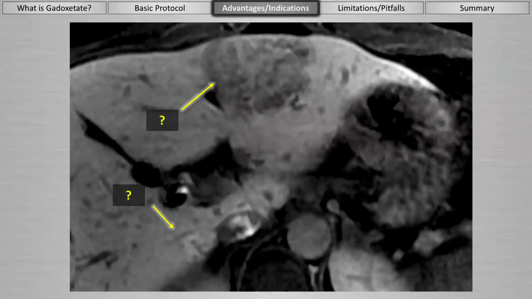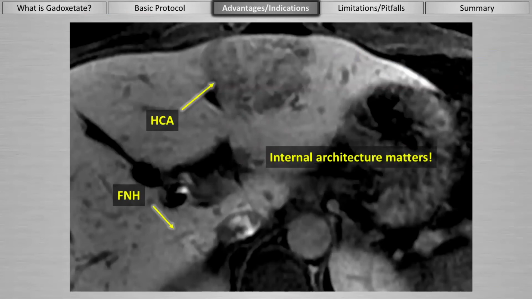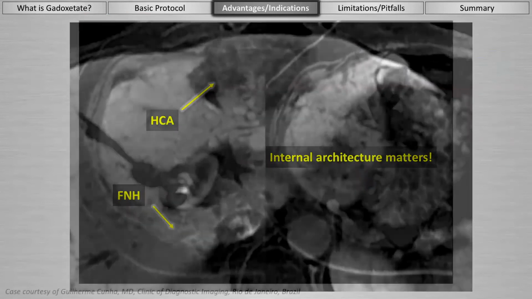So one of these is an FNH and one of these is an adenoma. And can you tell which? Well, let's look at the structure a little bit more. Notice that this one is homogeneous except for a central scar. And this one sort of looks mottled and heterogeneous and doesn't appear to have that nice, well-organized structure of this lesion. So if you know that, then you can say that this one is the adenoma and this one is the FNH. And the teaching point is that the internal architecture matters.